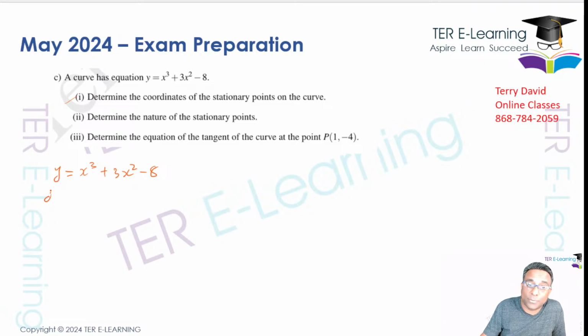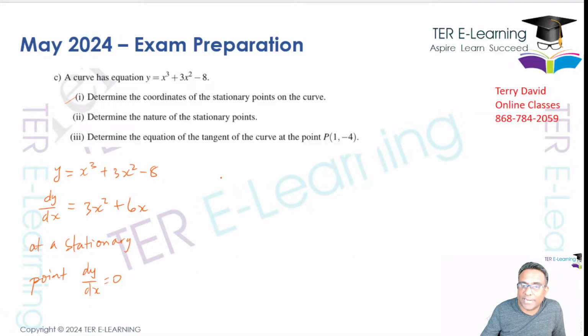we need to do is to find dy dx, right? So dy dx is equal to 3x squared plus 6x, right? That's dy dx. Now, at a stationary point, dy dx is equal to 0. So you're going to say at a stationary point, dy dx is equal to 0, right? So if dy dx is equal to 0, we're going to say, all right, well, 3x squared plus 6x is equal to 0, right?